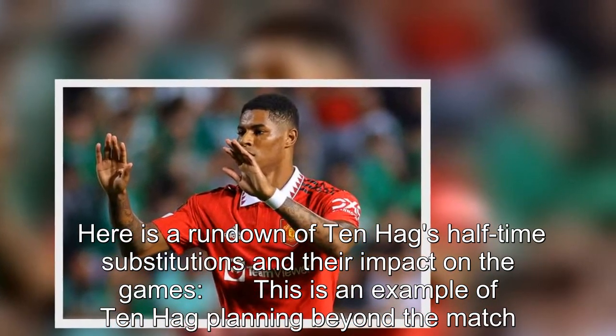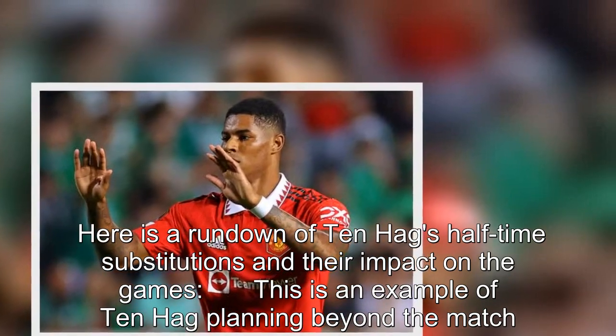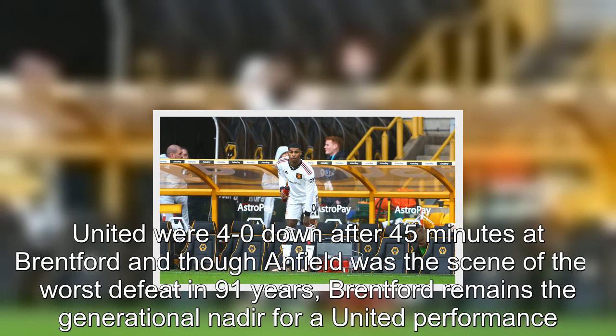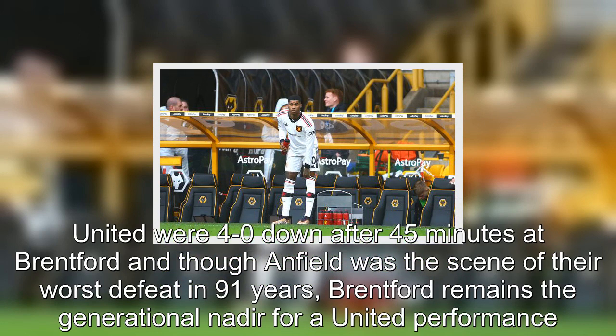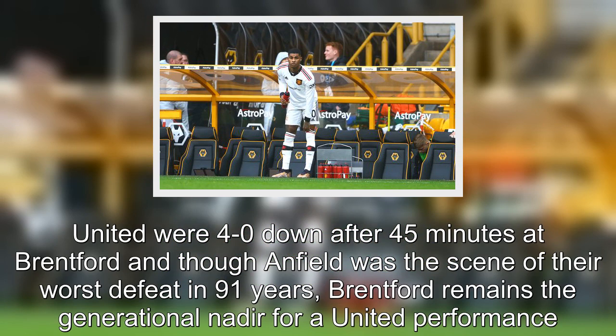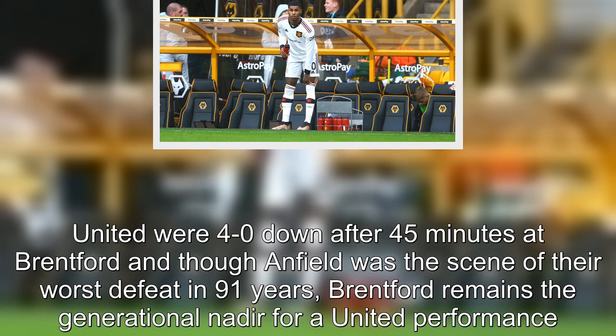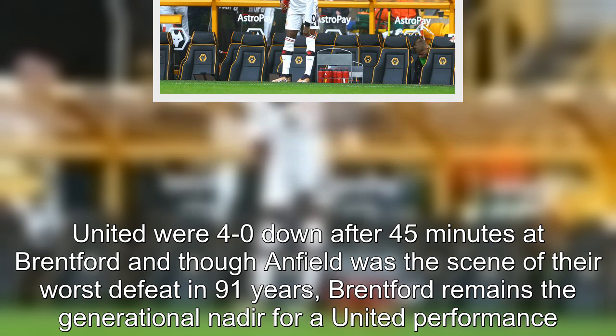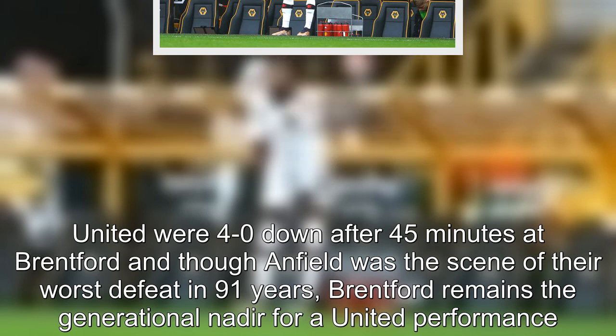This is an example of ten Hag planning beyond the match. United were 4-0 down after 45 minutes at Brentford, and though Anfield was the scene of their worst defeat in 91 years, Brentford remains the generational nadir for a United performance.